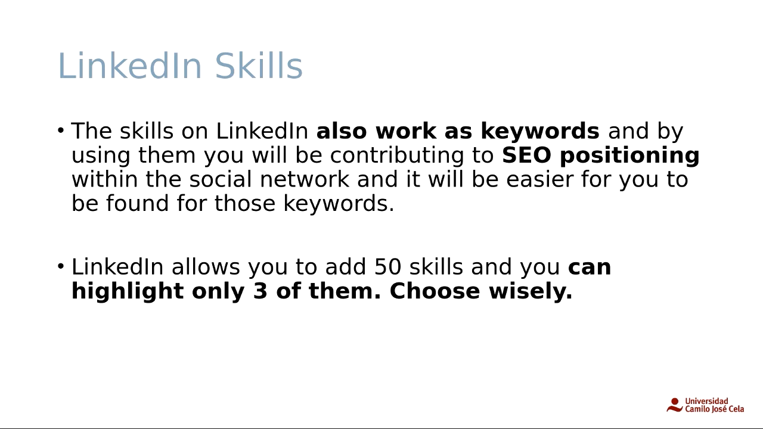And then you can also use these keywords for the SEO positioning that we were talking about before. And then you can ask people to recommend your skills. You can add up to 50 skills, and you can highlight 3 of them. So you can ask your contacts to say that you are very good in, imagine, graphic design, or in photography, or in languages, or whatever. And there are many of them. So that if you look for an estelar profile, un perfil estelar, you see that, okay, this person is very good at these three main ideas. So choose wisely. Choose the three big ideas that you want to show about yourself.